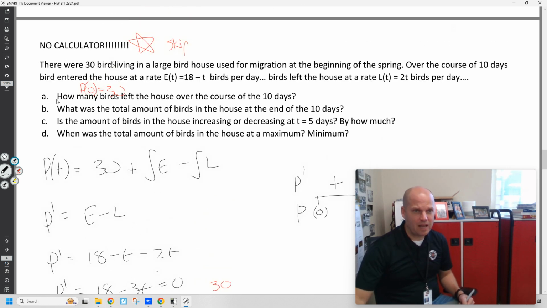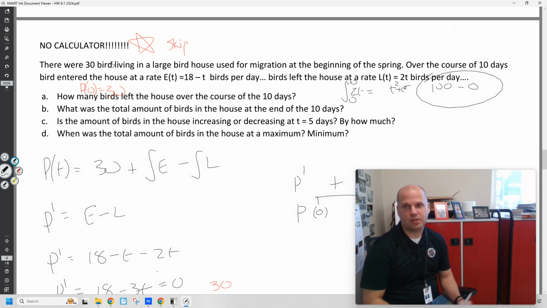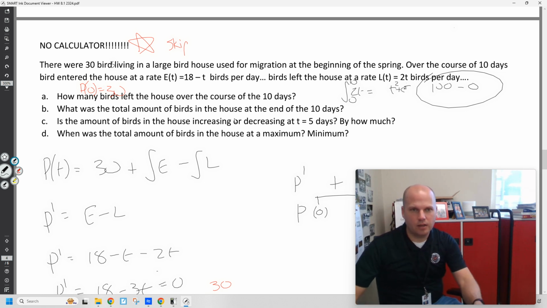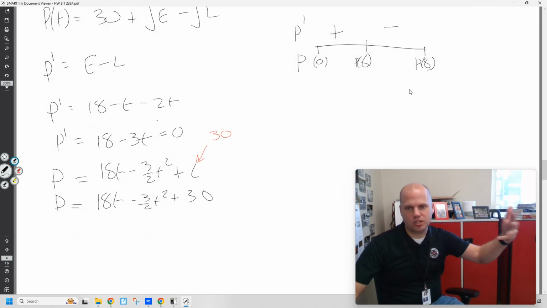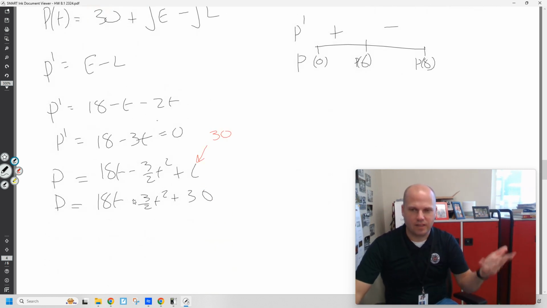Some things that you might have to do is how many birds left the house. Well, this is a good one. This is accumulating 2t from 0 to 10. Now, this is the idea of finding the displacement. Take the antiderivative and plug in 10 and 0. And you'll have a plus c, but the plus c will go away. So not hard to do because you can find the antiderivative.